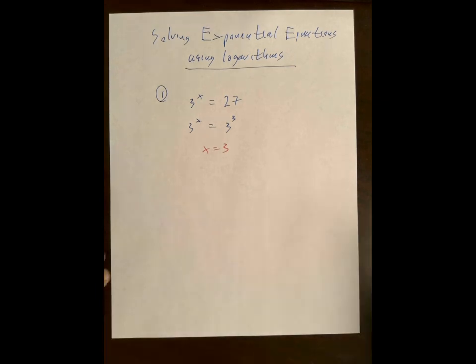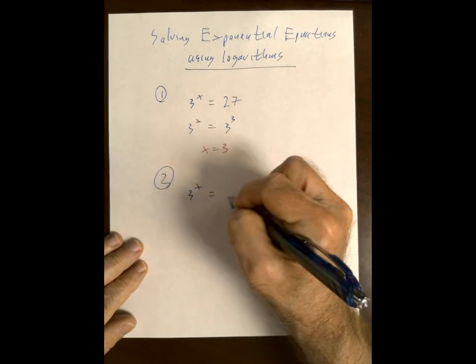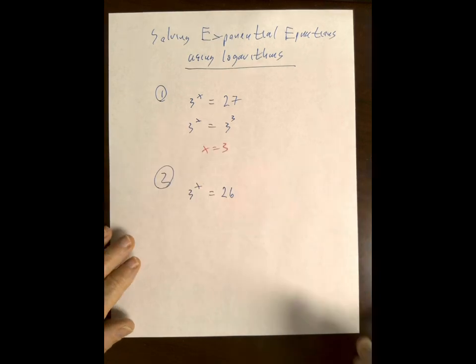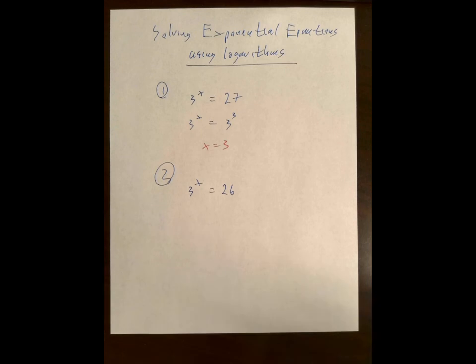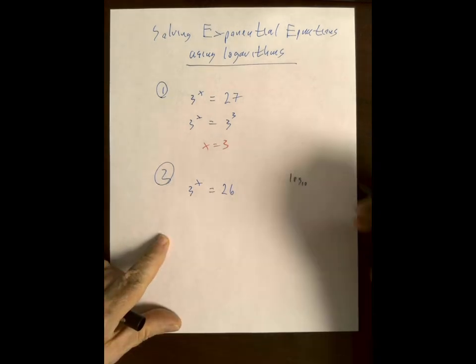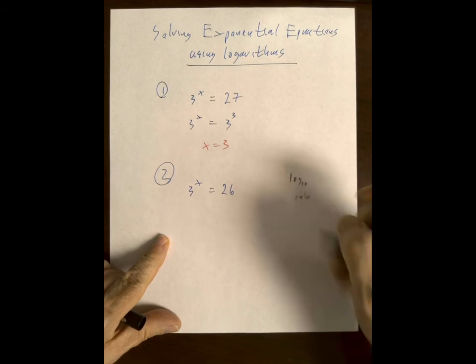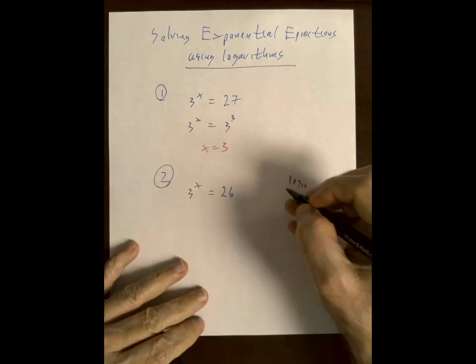However, what if we had something like this? 3 to the x is equal to, oh, I don't know, 26. Now, 26, of course, is not an even power of 3. So what do we do? Well, we can try this. We're going to use the power of logarithms. I'm going to log both sides. And I'm going to use log base 10, because if we need to, we can find it on our calculator, and we can actually evaluate numbers.